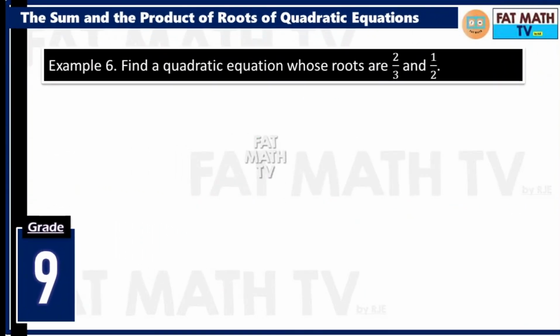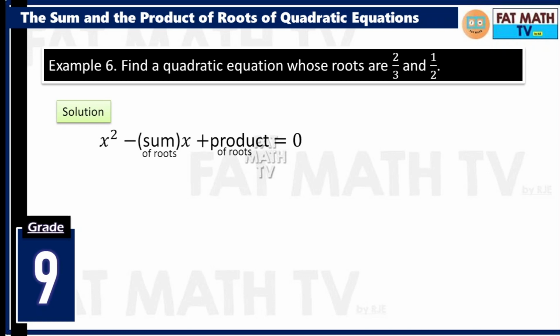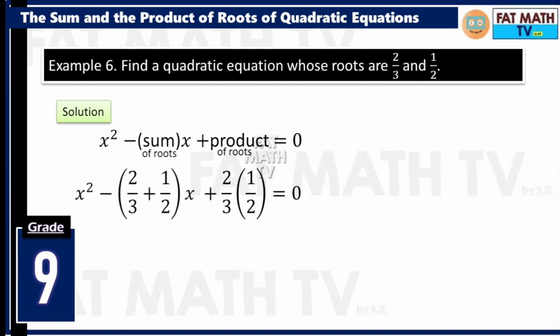Number 6, find a quadratic equation whose roots are 2/3 and 1/2. So you should be able to know here how to add and multiply fractions. So same, x squared minus sum of the roots x plus product of the roots equals 0. So the sum of 2/3 and 1/2 is, find the least common denominator.